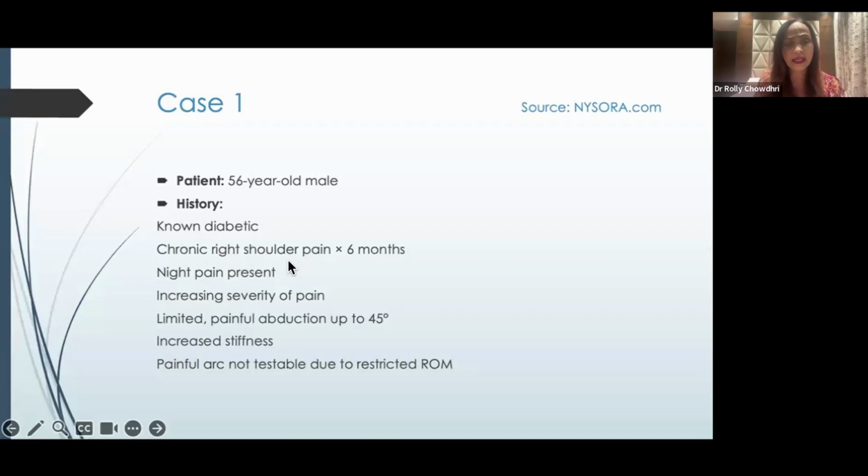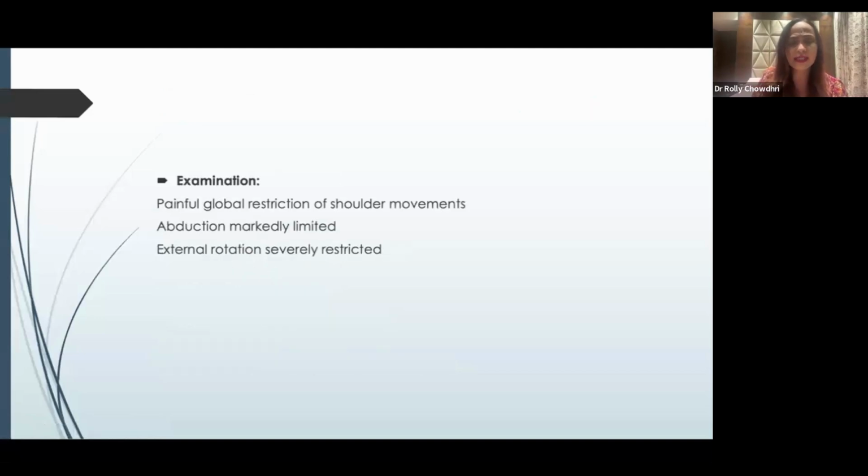So when he's sleeping at night, the pain is very severe. Movements, the abduction is stiff and painful. Because of the restricted range of movements, the arc could not be tested. So there was a global restriction of active and passive shoulder movements. External rotation was severely restricted.